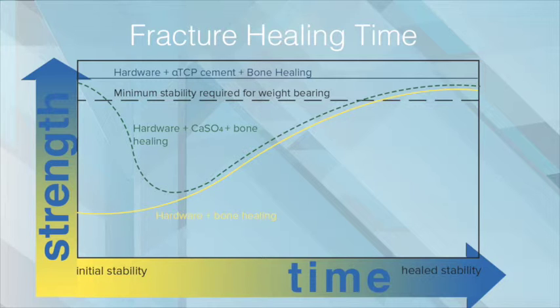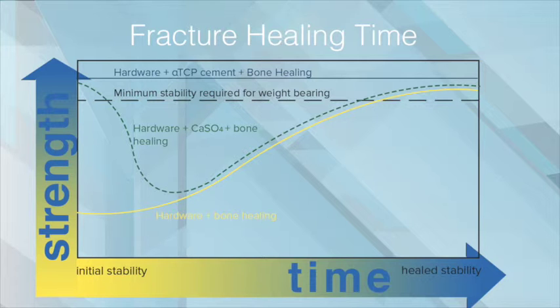First, structurally, it needs enough strength to meet the requirement for minimum stability required for weight bearing. You'll see that on the left side or the y-axis. Second, during the course of that is time. We have the time from initial stability, when the fracture is repaired surgically, to the time when fracture is healed by new bone. Should the surgeon just use hardware alone, you can see it is insufficient for early weight bearing, as illustrated where the yellow line meets the dotted black line.